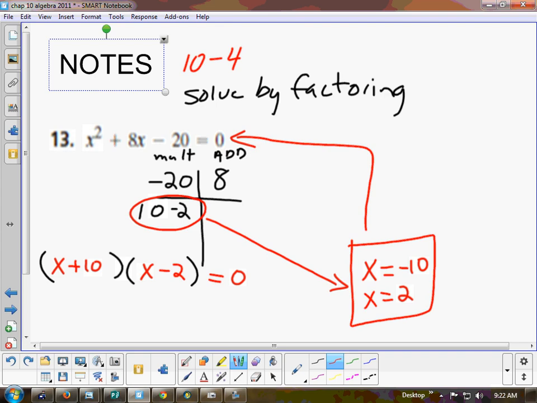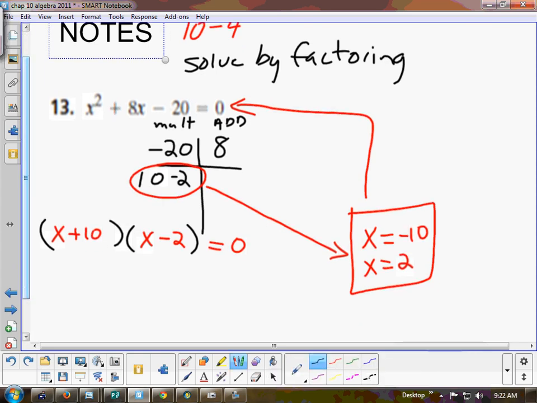This is my answer to this equation up here. So if we did the quadratic formula, we would get negative 10 and 2. Or you could come down here, because you are solving by factoring. So we could say x plus 10 equals 0. Some people like to do it this way. Subtract 10 from both sides, x equals negative 10. And here, x minus 2 equals 0. Add 2 to both sides, and you get x equals 2.